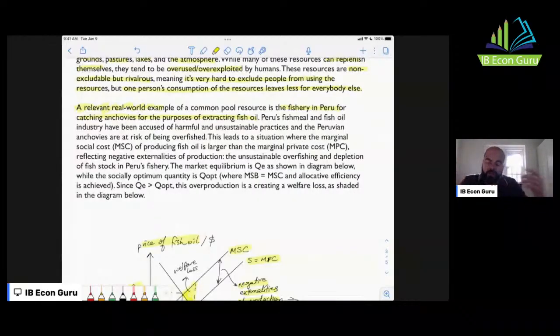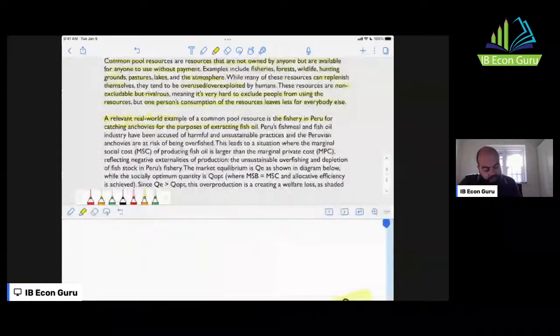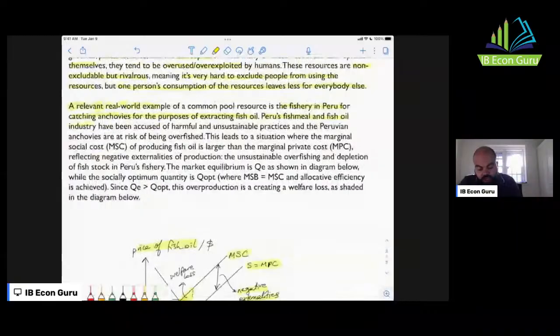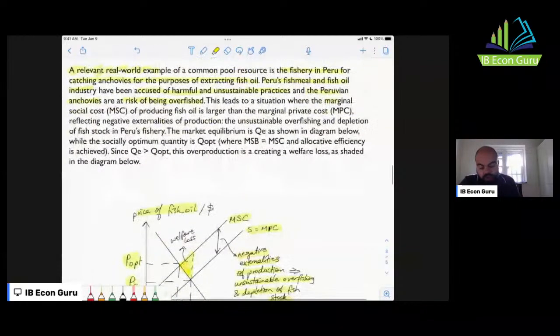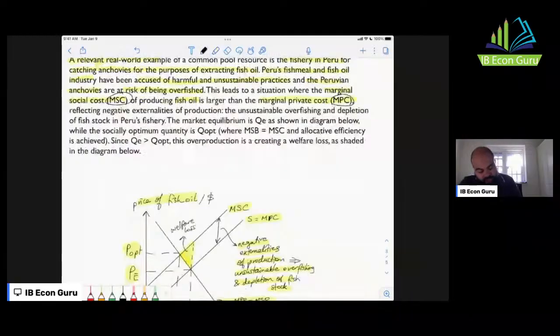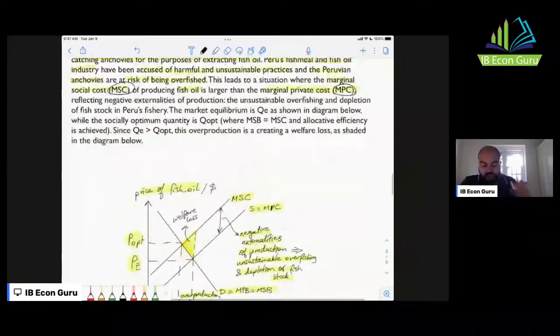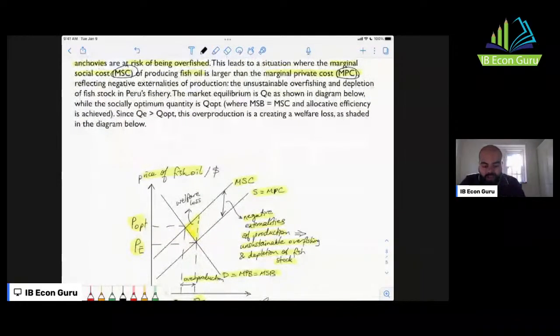And then I added a little bit more context. Peru's fish meal and fish oil industry have been accused of harmful and unsustainable practices, and the Peruvian anchovies are at risk of being overfished. This leads to a situation where the marginal social cost (MSC) of producing fish oil is larger than the marginal private cost. These are labels that I am using in my diagram down here. And this is how I explain my diagram. I make sure that my explanation matches the diagram I drew.